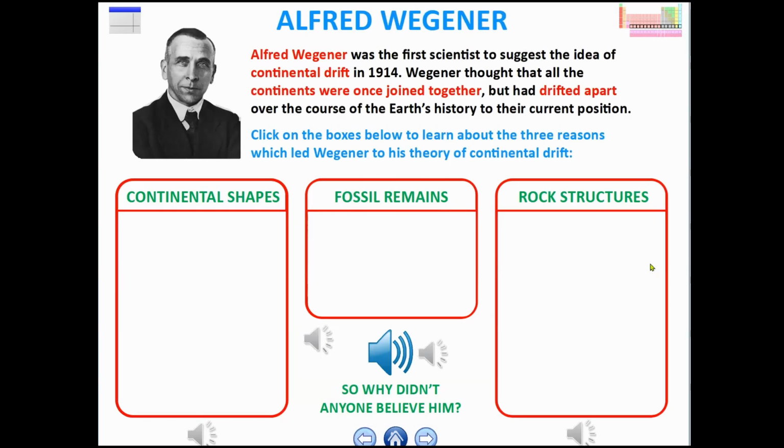So Alfred Wegener was the first scientist to suggest the idea of continental drift in 1914. Wegener thought that all the continents were once joined together, but had drifted apart over the course of Earth's history to their current position.